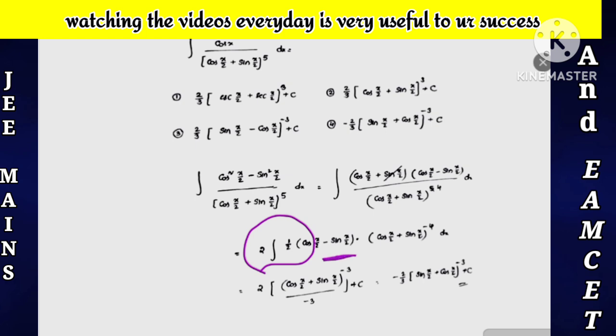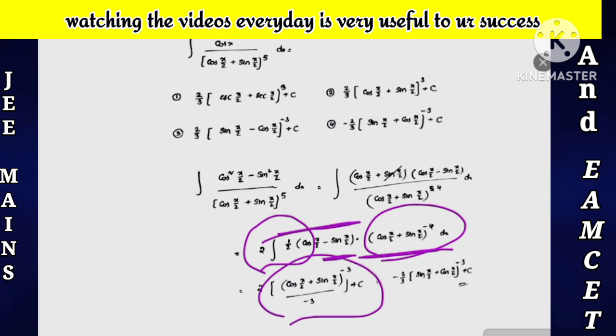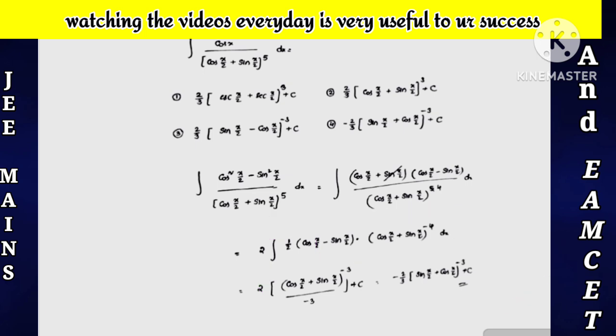Now finally this becomes in the form of f of x power n into f dash of x, which is nothing but f of x power n plus 1 by n plus 1. So the final answer becomes minus 2 by 3 into sin x by 2 plus cos x by 2 power minus 3. That is nothing but the last option. Understand all of you? Very easy question. Okay, see the next problem.